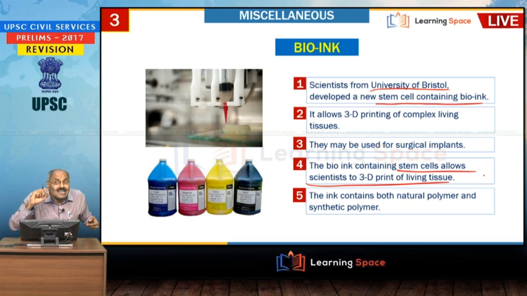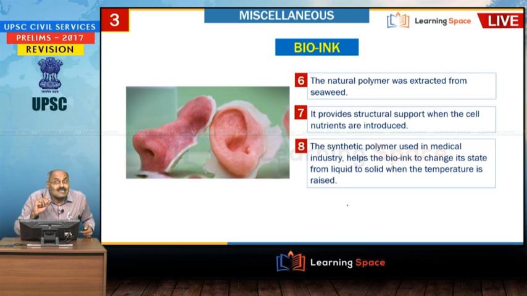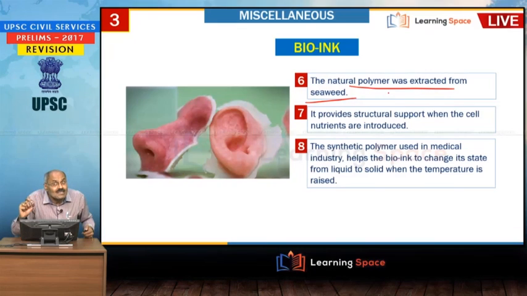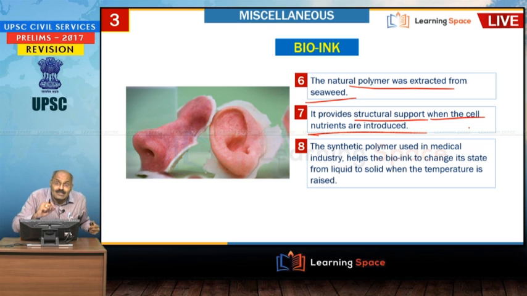And this contains both natural polymer and synthetic polymer. Please look at this picture. Body parts can be 3D printed, and this is known as bio ink, and the natural polymer was extracted from seaweed. Natural polymer was extracted from seaweed, and it provides structural support when the cell nutrients are introduced.